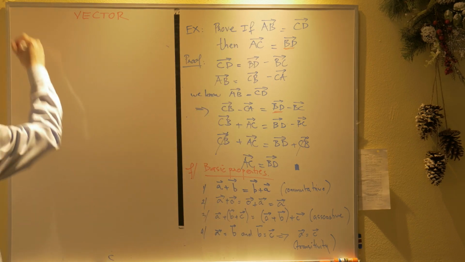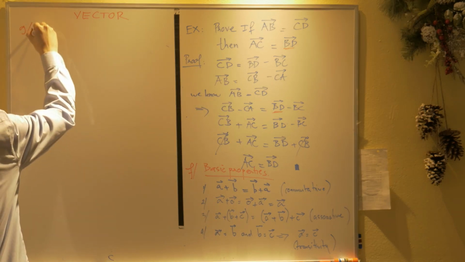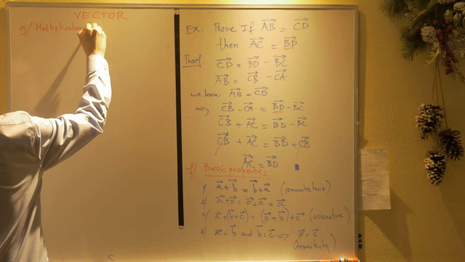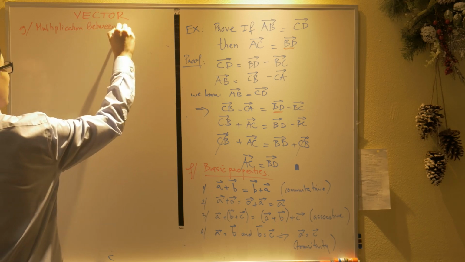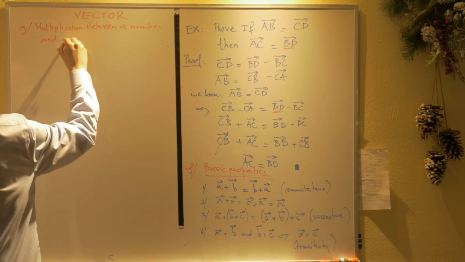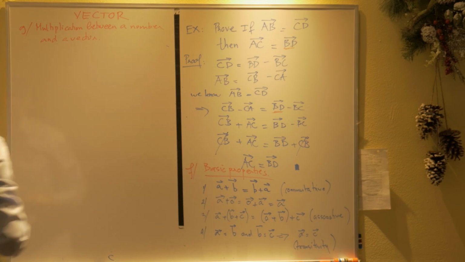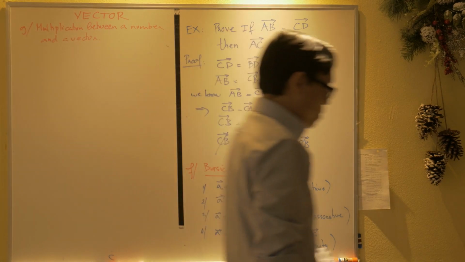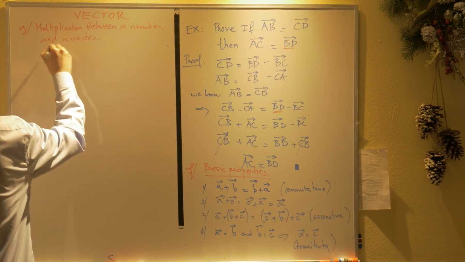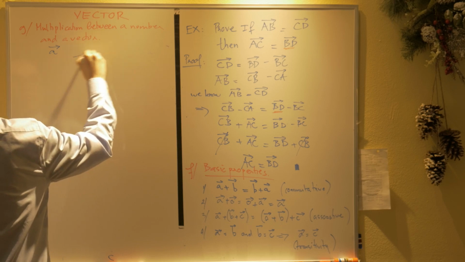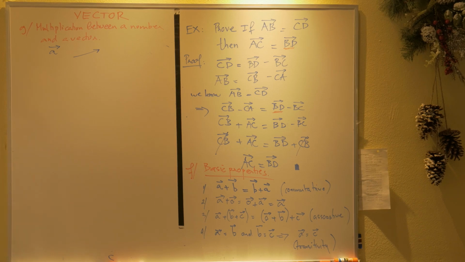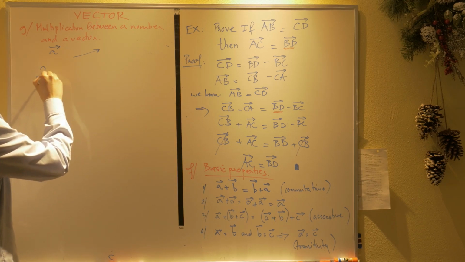Alright, so next part G, I want to talk about multiplication between a number and a vector. Okay? Alright. Okay, let me give you a vector A. And a vector A that looks like this. This is vector A. And I want to multiply this vector by 2, so I have vector 2A.